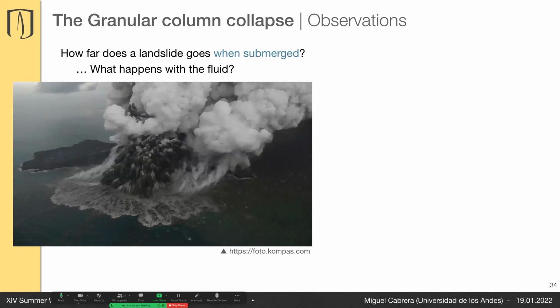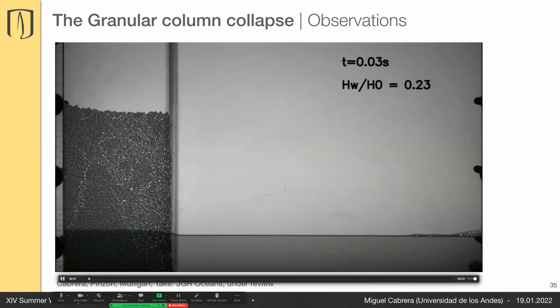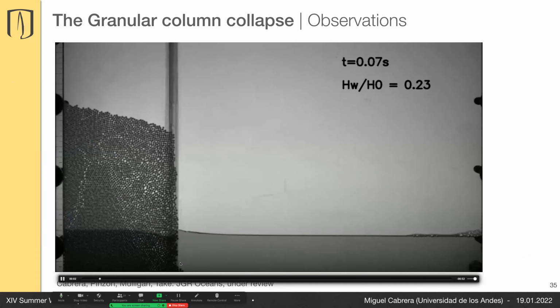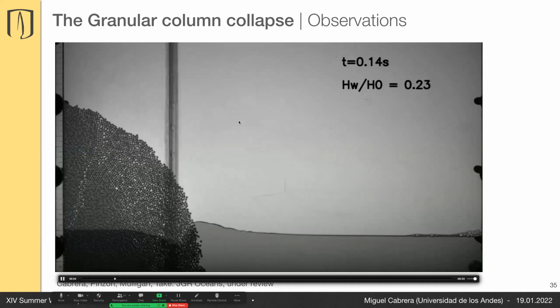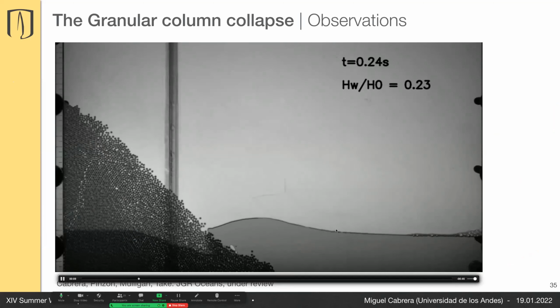So now moving again to this generation of waves, also in 2018, if I'm not wrong, the Krakatoa volcano had an eruption, and it had this particularity that part of the volcano was immersed and part of the volcano was in air. And the collapse of this was a partially saturated landslide. This partially saturated landslide was studied in this configuration, generating a tsunamigenic wave.